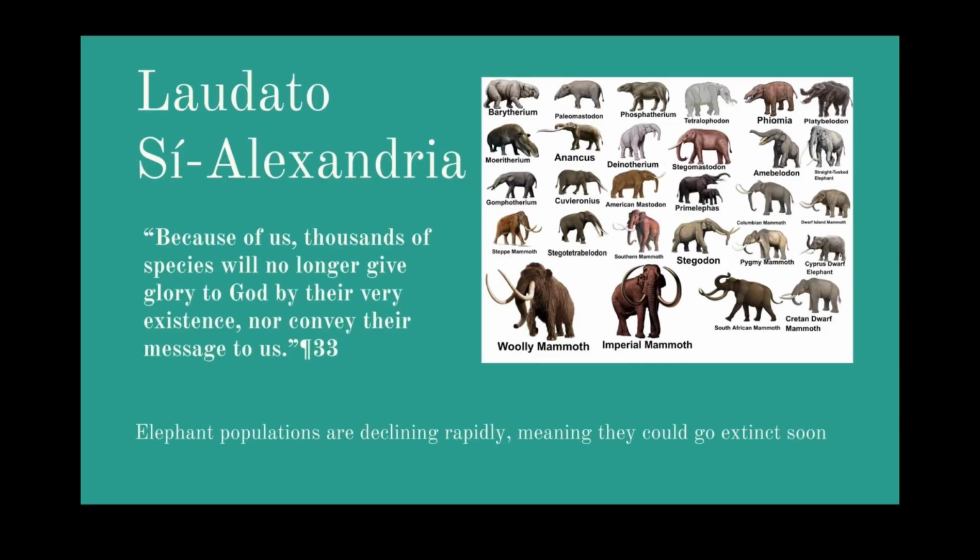Laudato Si. Because of us, thousands of species will no longer give glory to God by their very existence, nor convey their message to us. Due to poaching, nearly 100 elephants are being killed every day, equivalent to about 1 every 15 minutes, and that number only continues to increase.